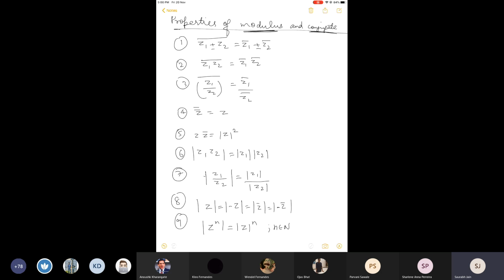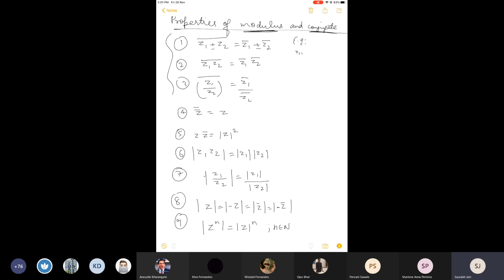Okay. In the first formula in LHS, I have Z1 plus Z2 conjugate. And what is there on the right hand side? Z1 conjugate plus Z2 conjugate. Similarly, in the second one, Z1 Z2 conjugate is equal to Z1 conjugate into Z2 conjugate. Same is for the third one. So what is happening in the first three properties? This conjugate sign, which we say bar, is actually getting distributed on all the complex numbers present there. Alright. This is property of conjugate. For example, I will take some example. Okay.